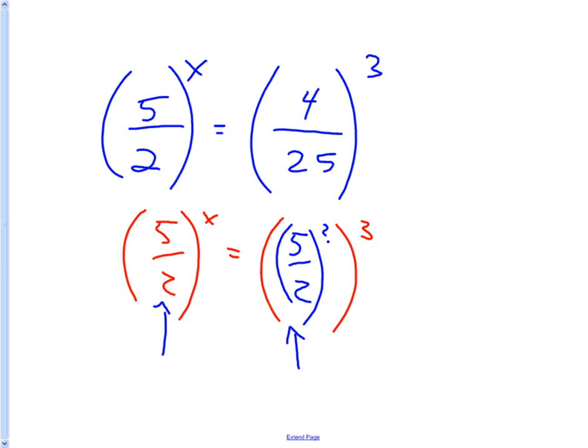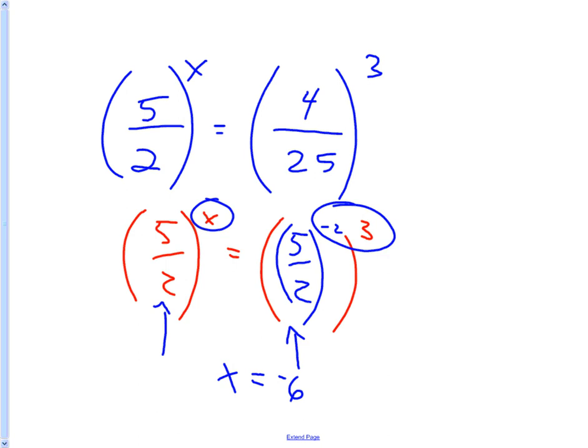So what question mark do I need? What do I need for the question mark? I need it to flip, and I need it to get squared. And so what would do that? -2. And so now I've got the bases are equal, so the powers have to be equal. X equals -6. Raise your hand if you had that one right. Good. You're making excellent progress.